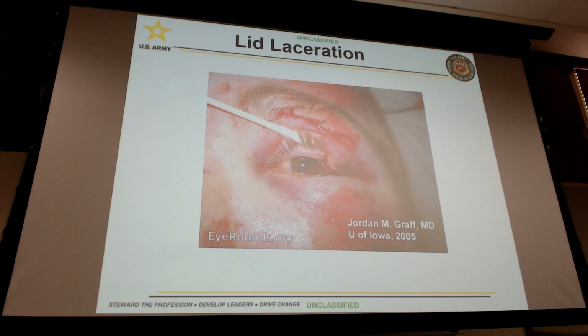Our boy Jordan again. Lid laceration. That lid is clearly sliced right here. Those are tricky to patch up.